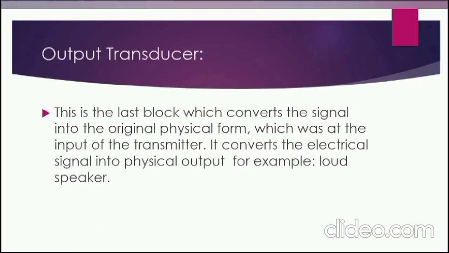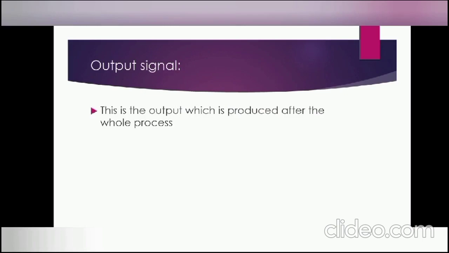Output transducer. This is the last block, which converts the signal into the original physical form which was at the input of the transmitter. It converts the electrical signal into the physical output, for example a loudspeaker. Output signal. This is the output which is produced after the whole process.